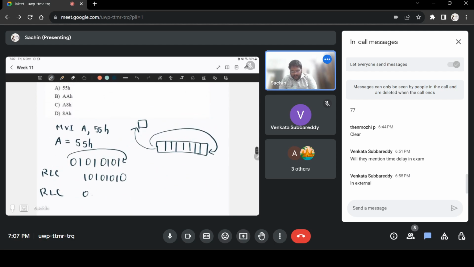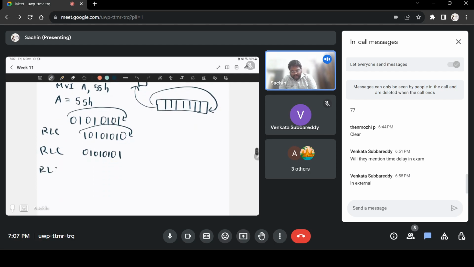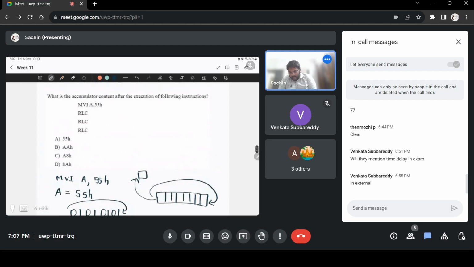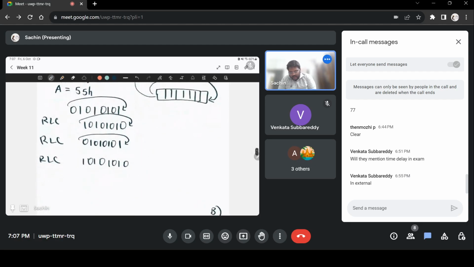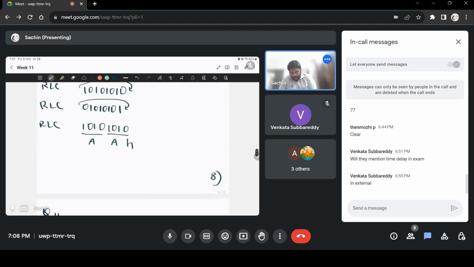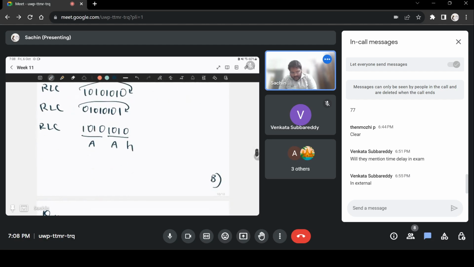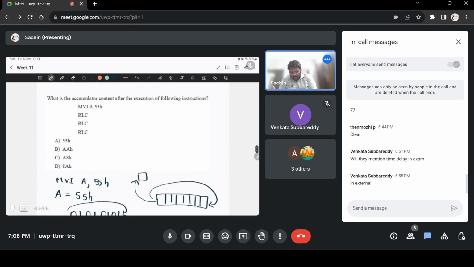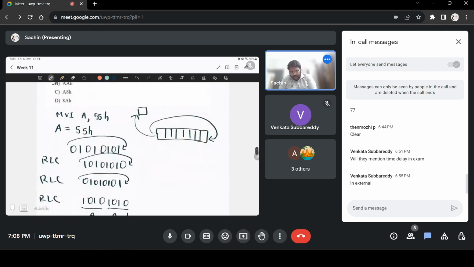Okay, 0101, this one gets to the end. One more RLC, 1010, this bit comes to the end. So what happened in the end? You have 1010 1010, so it's AA in hexadecimal. The correct answer was supposed to be B. Alright, we got B, so it's correct.